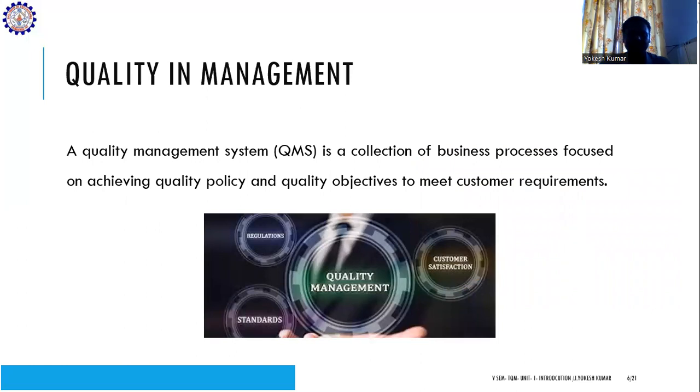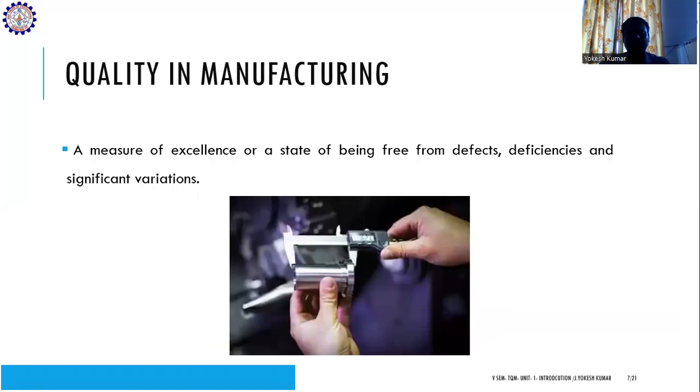And quality in management. The quality management system is used for business processes which are focused on achieving the quality policy and quality objectives to meet the customer requirements. So we are framing the quality management system. It must have a quality policy and objectives, and it meets the customer requirement.